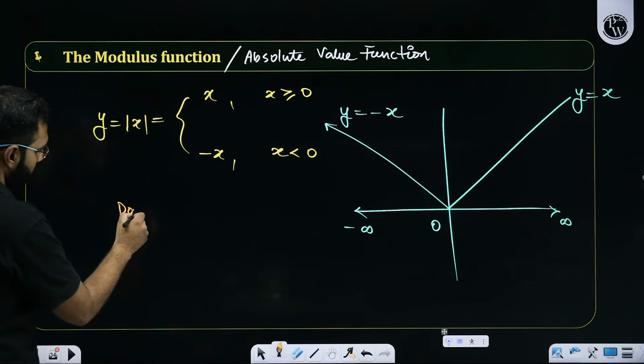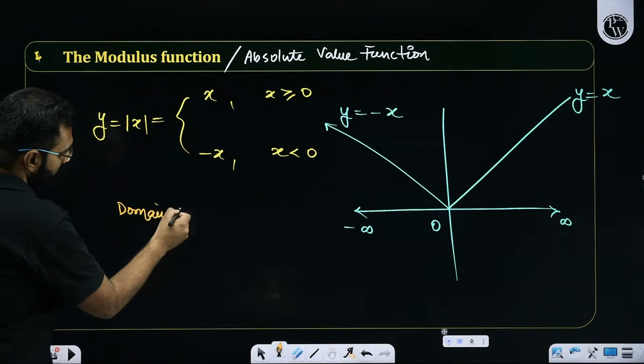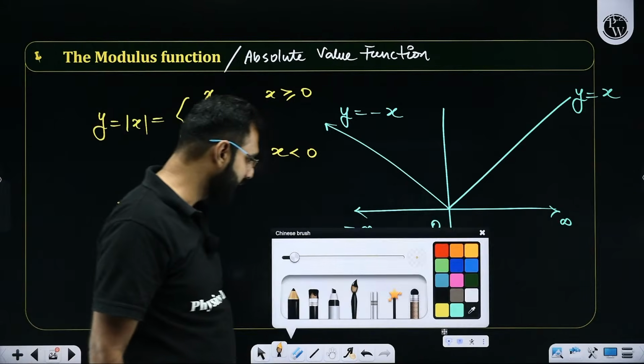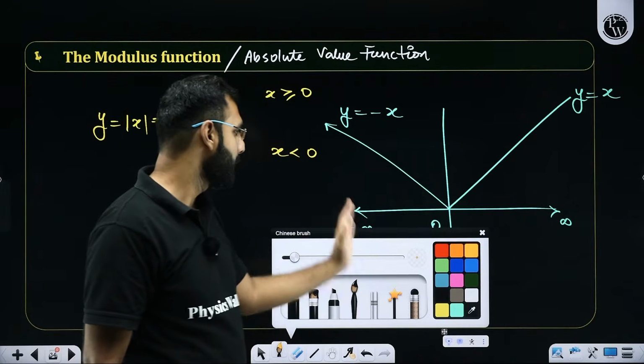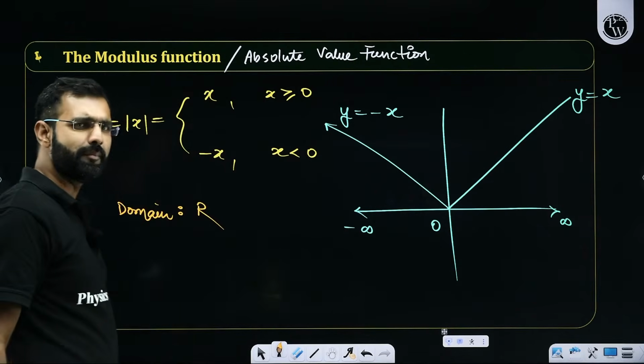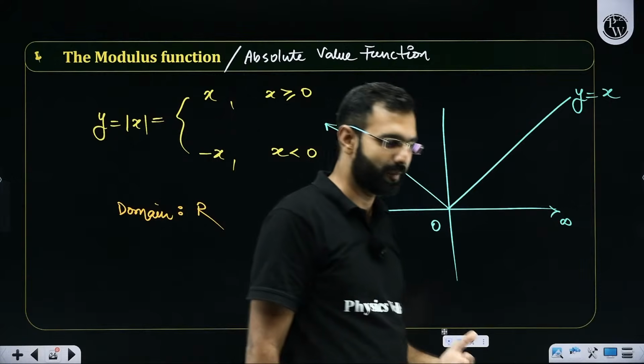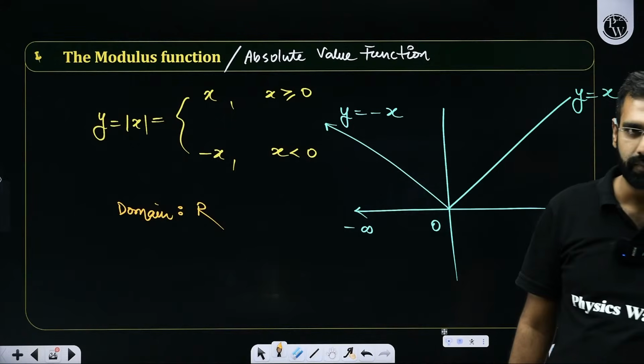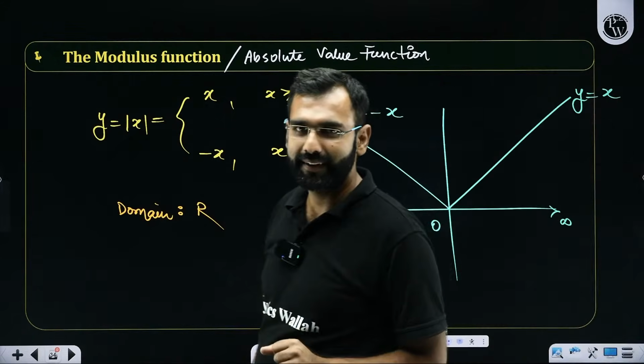So with this, what do you think of the domain, students? Can you help me with the domain? I hope you all must agree that the domain in this case is going to be nothing but minus infinity to infinity. That means all the real numbers. But can somebody now tell me the range? What do you think the range could be here in this case?